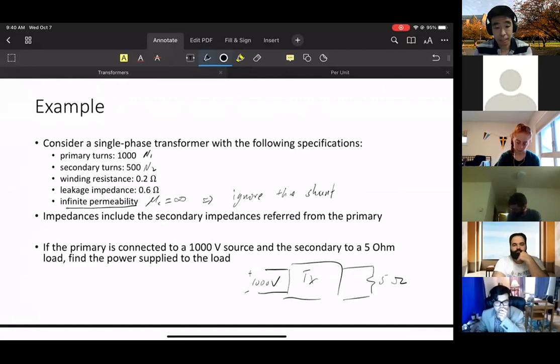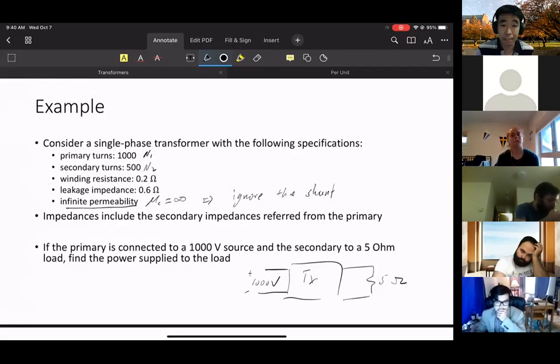Okay, any questions about this? The question will always tell you, though it may not be so explicit, saying ignore the shunt element or ignore R1 or things like this. If you read the question, it will tell you which model to use. One example of telling you to ignore the shunt element is to say there's infinite permeability. Or the question may say mu c is infinity, or this kind of statement.